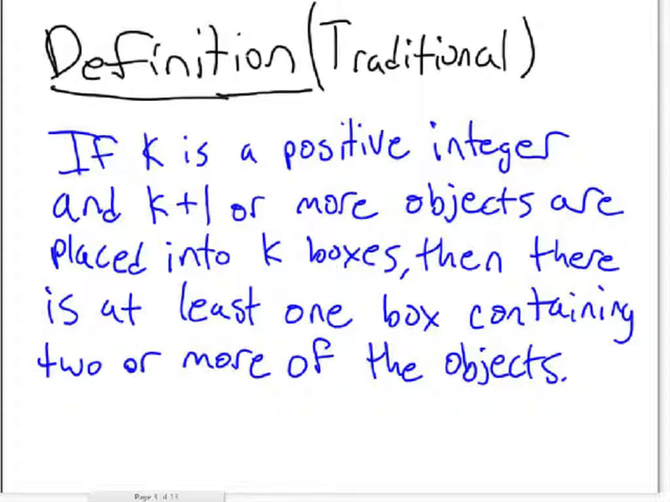Pretty basic. So to define it, the traditional definition is if k is a positive integer and k plus 1 or more objects are placed into k boxes, then there is at least one box containing 2 or more of the objects, as shown before with the pigeons and the pigeonholes.